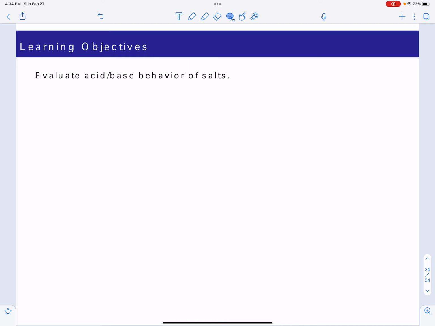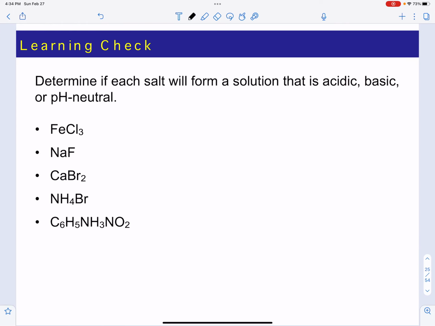So we're going to be evaluating the acid-base behavior of salts. That's what we're doing in this part. And let's begin with this problem. Determine if each salt will form a solution, so it's dissolving, that is acidic, basic, or pH neutral. So let's find out. If it's acidic, it's because we increase the concentration of hydronium. If it's basic, it's because we increase the concentration of hydroxide, or up to a point we can decrease the concentration of hydronium. If it's neutral, nothing happens.